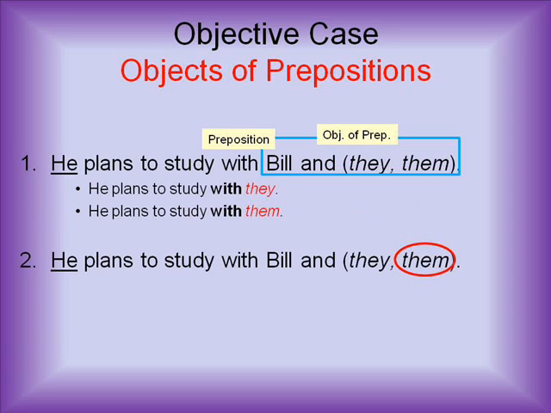Now, if we have a compound object of the preposition that's joined by and, again, we're going to split it apart and just try one. So we've got our preposition with. He plans to study with they, or he plans to study with them. Well, we know that it's going to be them. It just obviously sounds right, but we can't always go by how it sounds. What we really need to know here is that they or them is the object of the preposition, and therefore we have to use the objective case. When we look at our chart, we see that them is the objective case pronoun of these two.